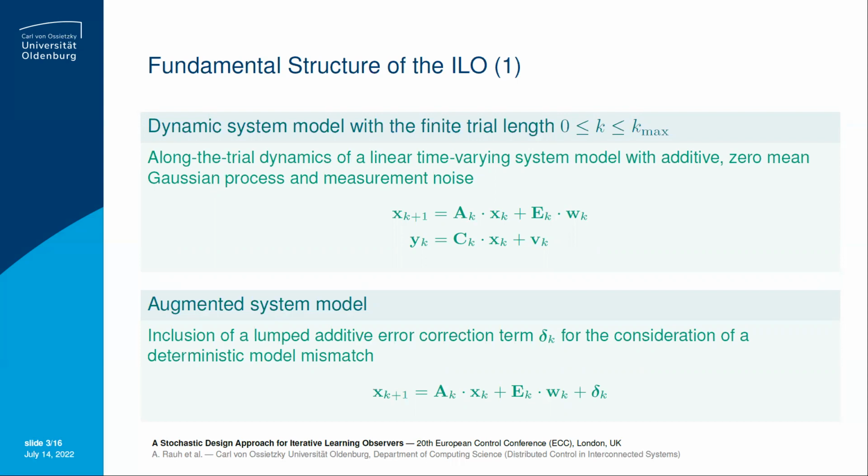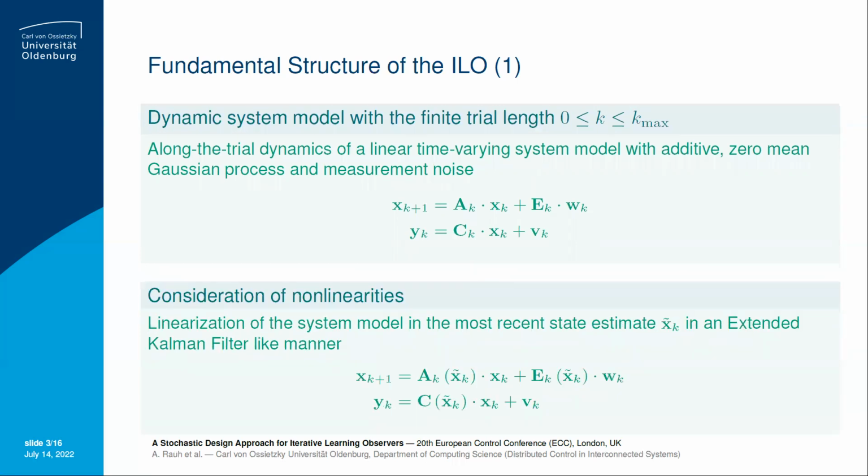This system model is augmented by an additive lumped error correction term delta in order to account for a deterministic model mismatch between the actual system dynamics on the one hand and the corresponding assumed system model for the observer design, as it will also be discussed later on in the application scenario in this presentation. In the case that our system model contains nonlinearities, we perform a classical Taylor series-based linearization of both the system equation and also the output equation in the most recent state estimate denoted by x tilde, in the same manner as it would be done by an extended Kalman filter approach.